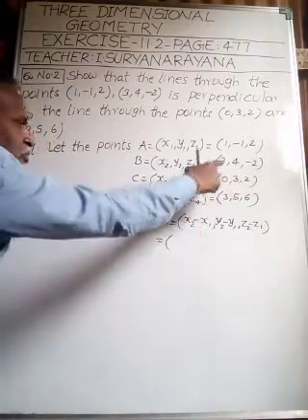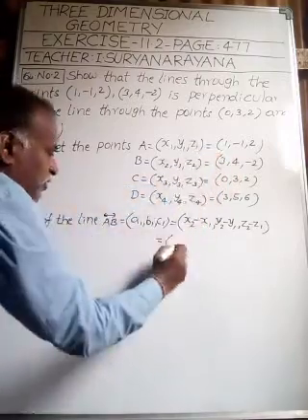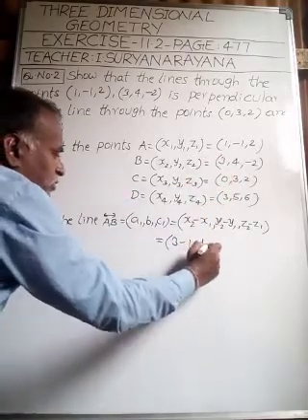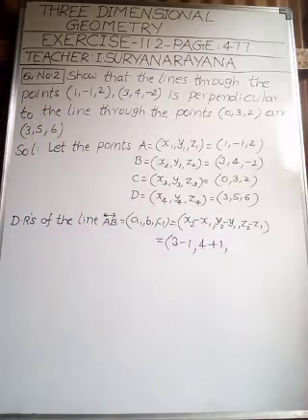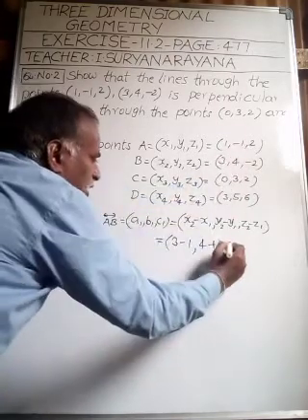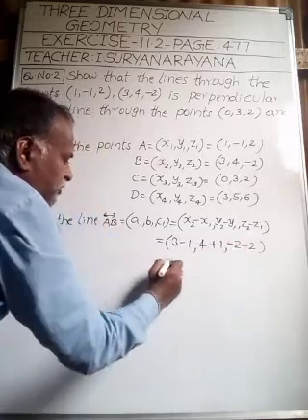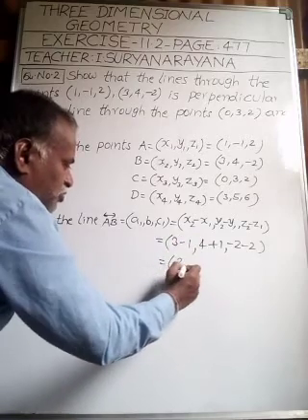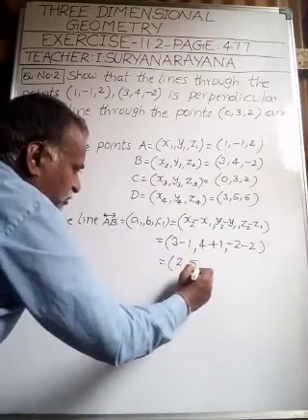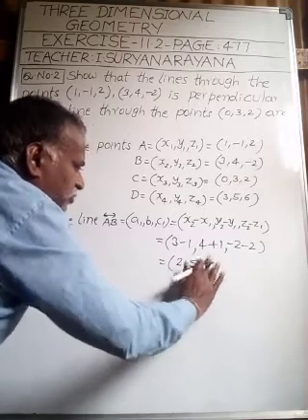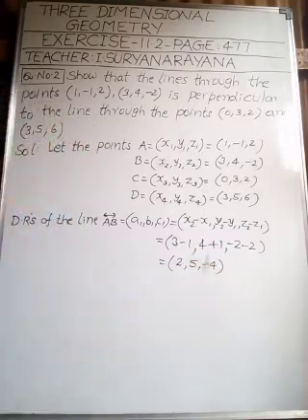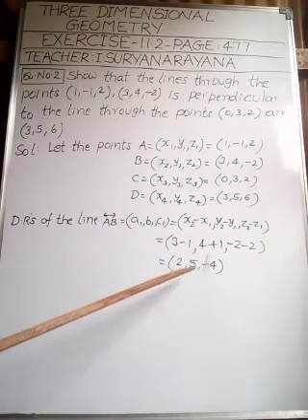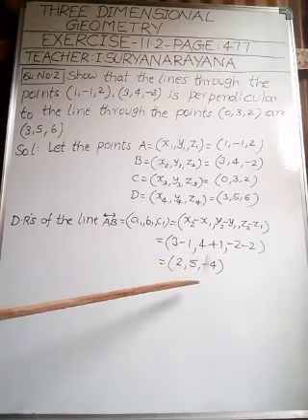Let us substitute these values in the formula. 3 minus 1, y2, 4 plus 1. Here I am writing the values directly. Okay, my children. z2 minus z1, minus 2 minus 2. Okay, my children. Understood this step? Right. Now let us find the values. 3 minus 1 is 2, 4 plus 1 is 5, and here minus 2 minus 2 is minus 4. These are the values of (A1, B1, C1). These are the direction ratios of the line AB. Understood this step, my children?